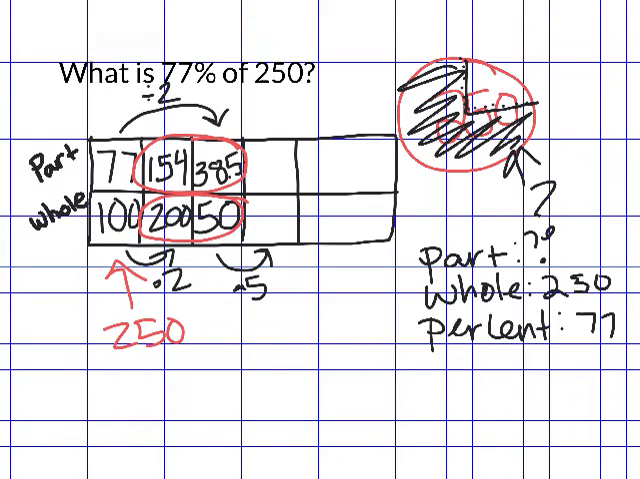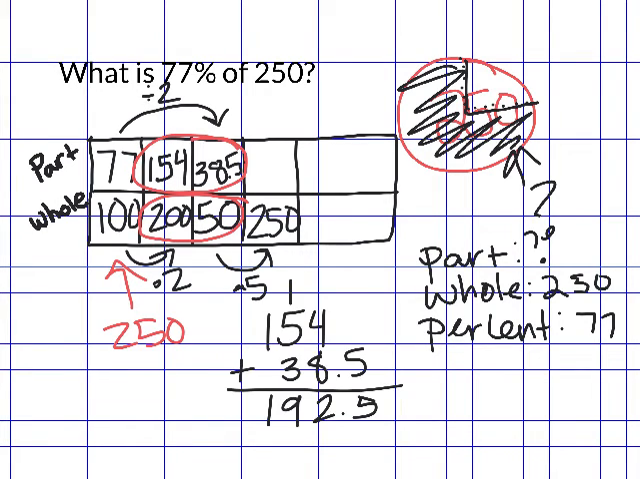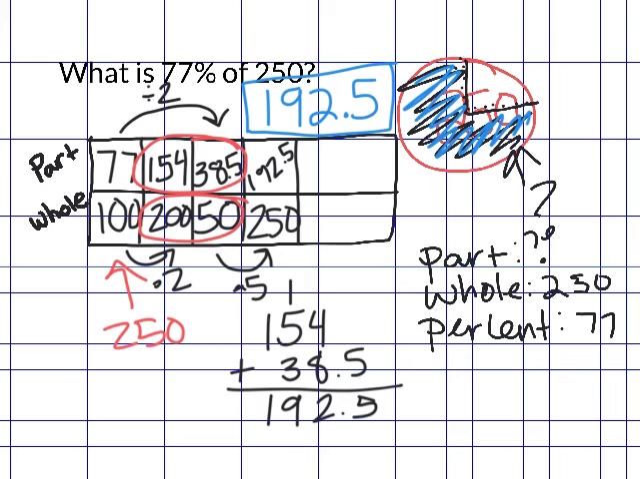So 200 plus 50 would give me 250, and 154 plus 38.5 is 192.5. So that means that 77% of 250 is 192.5, which should make sense. It's more than half of 250, right? And if we look at our model, we know we're looking for something that's more than half of 250.